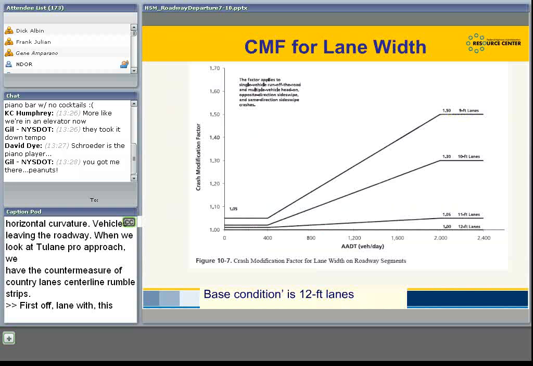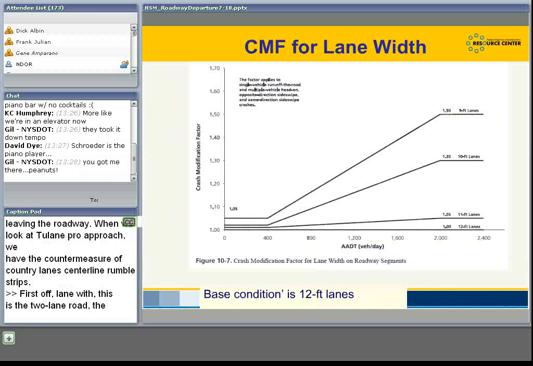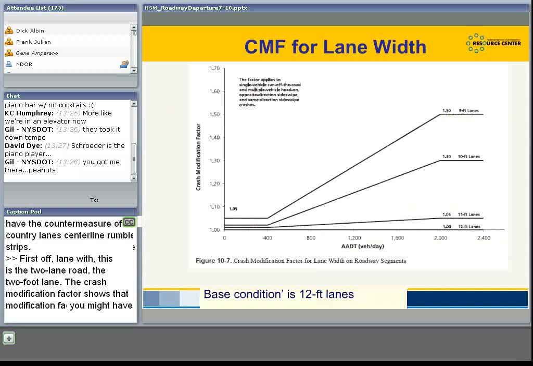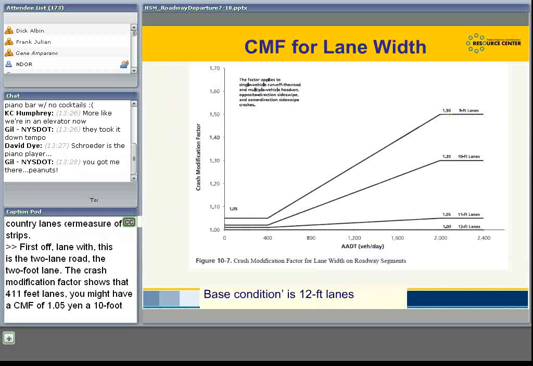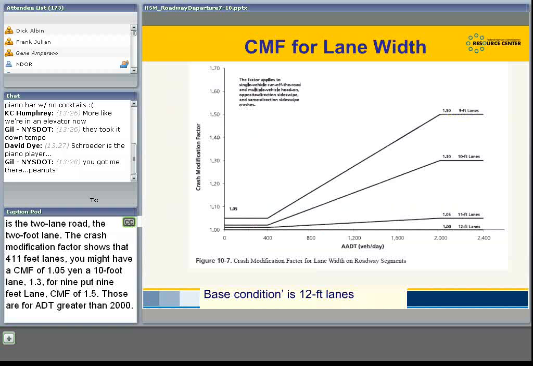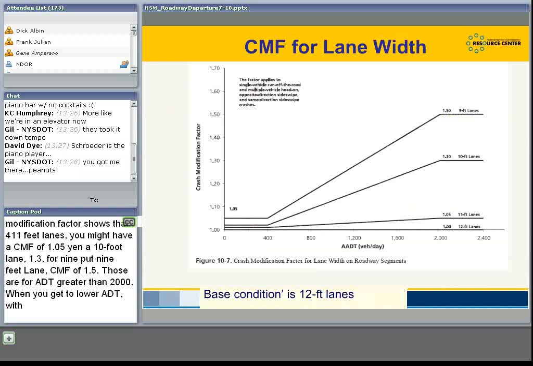First off, for lane width, and this is for a two-lane rural road, the base condition is a 12-foot lane. And the crash modification factor shows that for 11-foot lanes, you might have a CMF of 1.05, for 10-foot lanes at 1.3, for 9-foot lanes, a CMF of 1.5. And those are all for ADTs that are greater than 2,000.